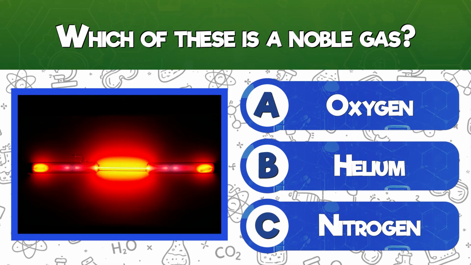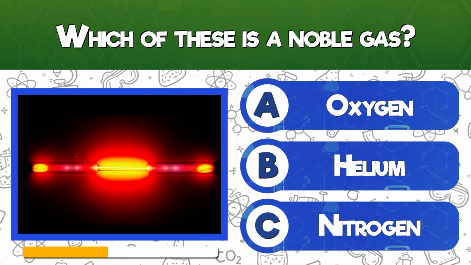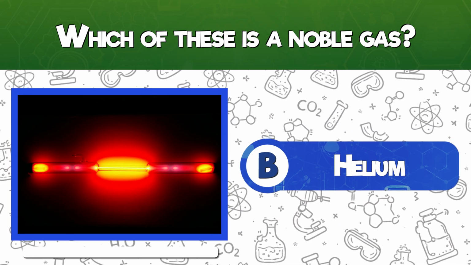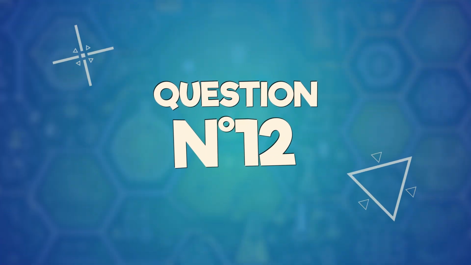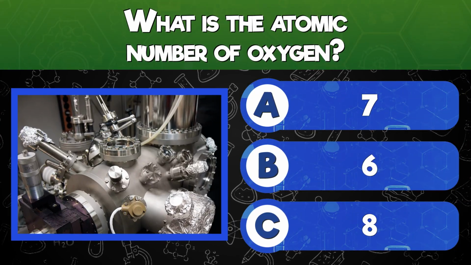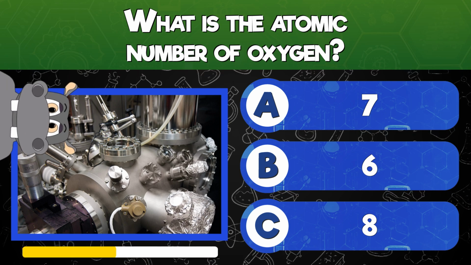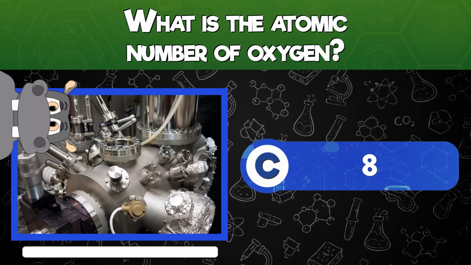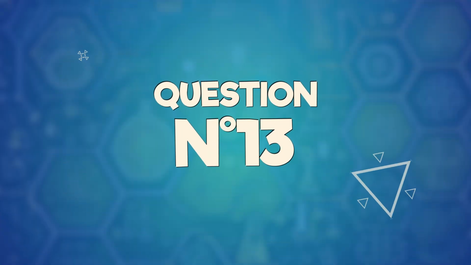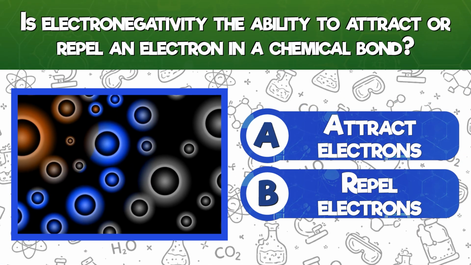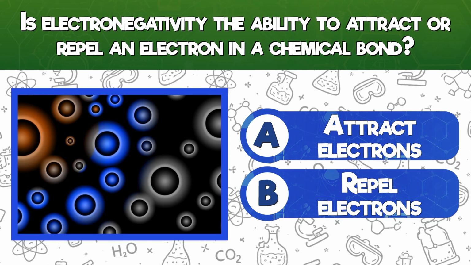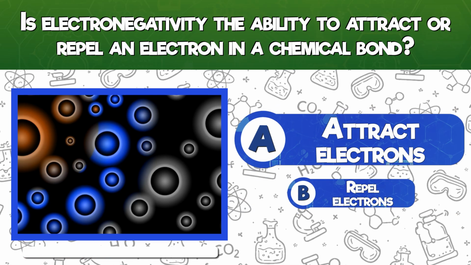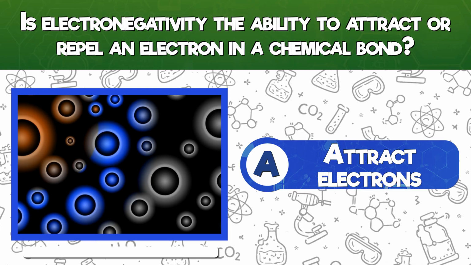Which of these is a noble gas? Helium. What is the atomic number of oxygen? 8. Is electronegativity the ability to attract or repel an electron in a chemical bond? The ability to attract electrons.